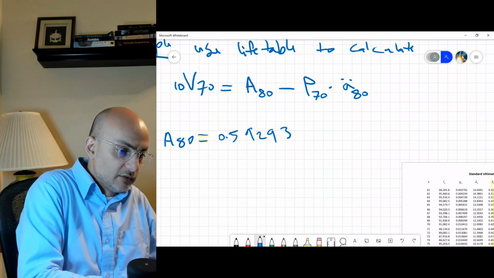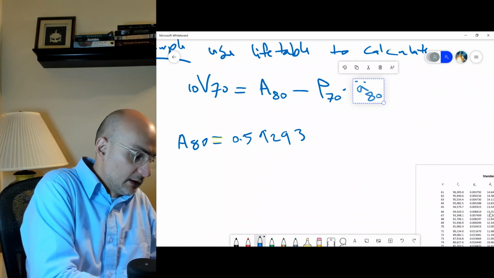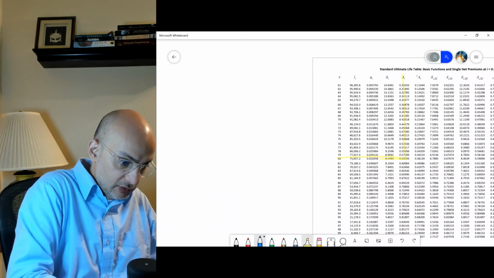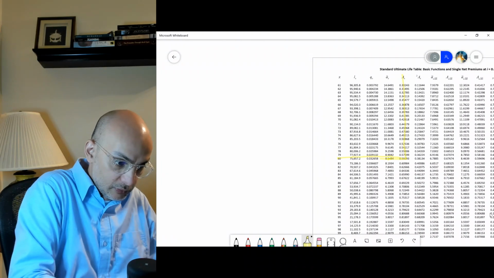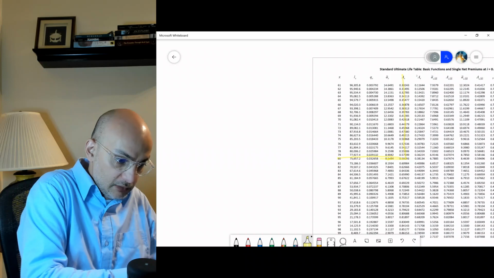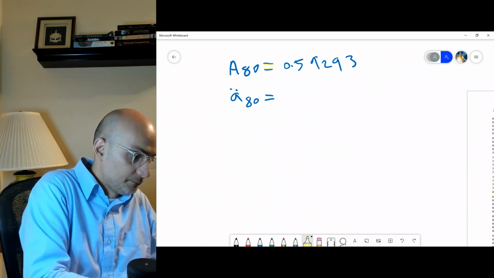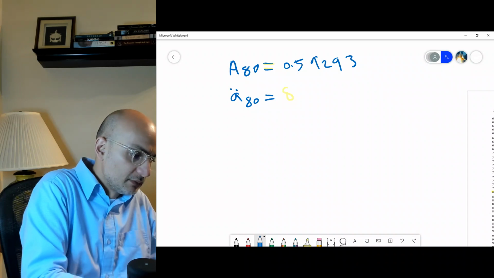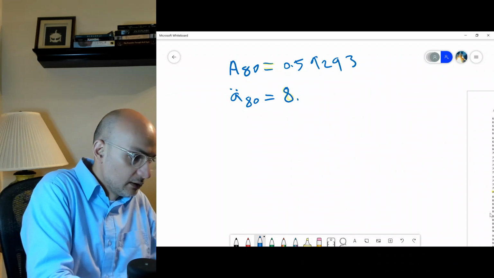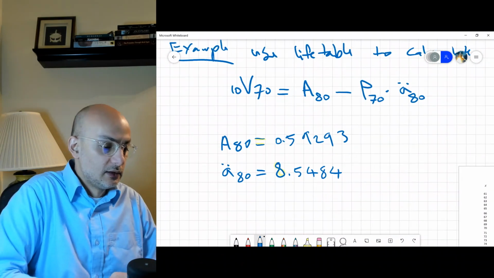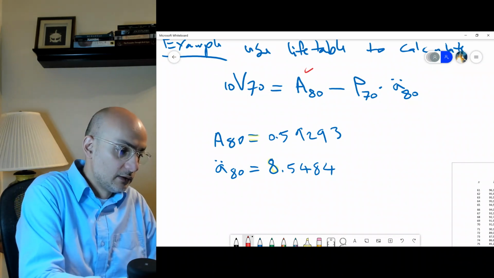And now what else we need? Let's take this one now. A80. Same, it's next to it actually. You don't need to go far. This one. 8.5484, which is the one next to it. It's easy to copy the wrong number here, so you need to be careful. 8.5484. What else we need to calculate here? So let's see, we got this one.